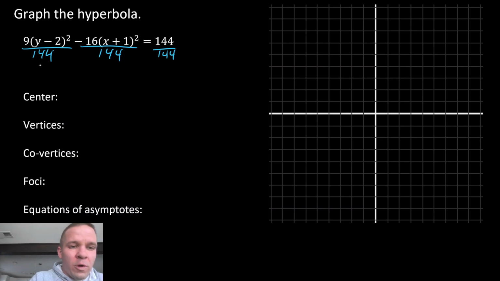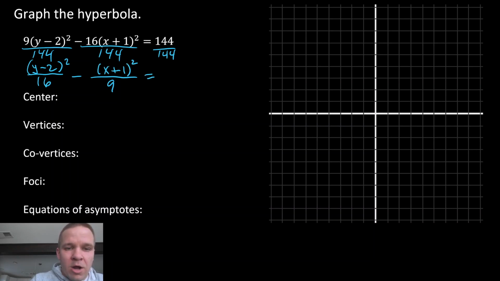So 9 into 144, that goes in 16 times. So it's going to be over 16. It'll be y minus 2 quantity squared minus, and then 16 goes into 144 9 times, so it'll reduce to 1/9, and I'll have x plus 1 quantity squared, all equals to 1. Now we are good to go.